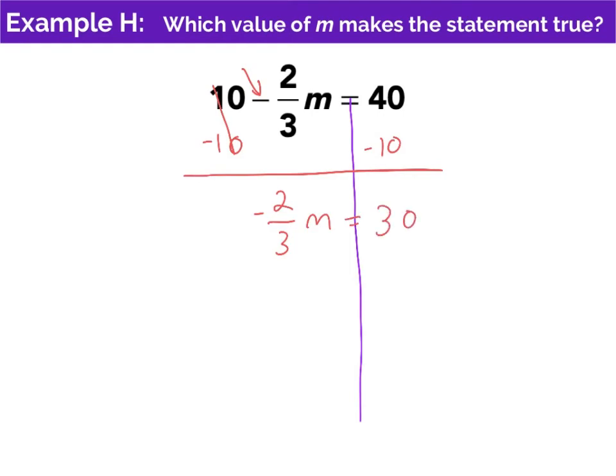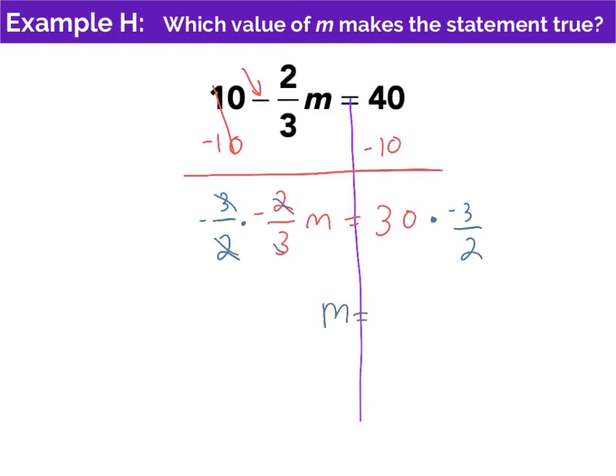Now I've got to get rid of that fraction. As we just talked about, the inverse operation of a fraction is its reciprocal. So negative 2 over 3 needs to be multiplied by negative 3 over 2. Again, don't forget that negative sign because we want to get rid of both the fraction and the negative. We want m to be just by itself. We're going to multiply by negative 3 over 2 on the other side of the equation as well. These are all going to cancel out to give me just m.